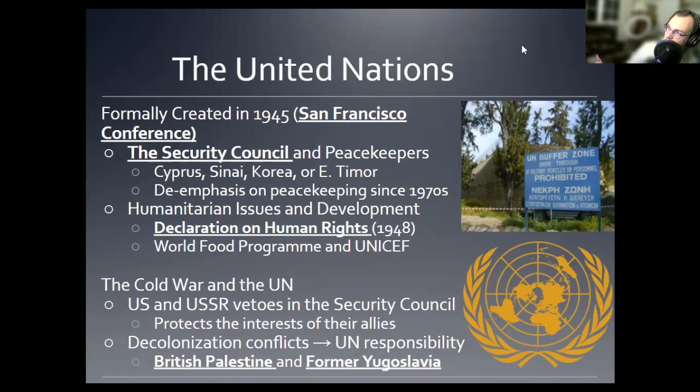So if the United States claimed a Soviet ally was committing human rights abuses or being aggressive, the Soviet Union would just veto that attempt to declare them an aggressor in the Security Council, which really crippled the ability of the UN to effectively function in the years after World War II.